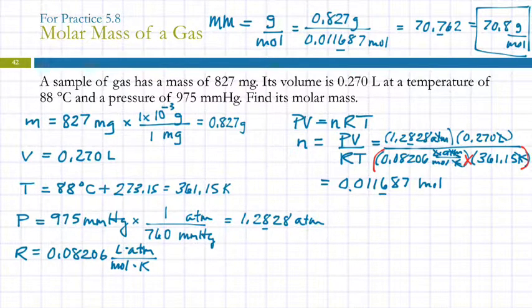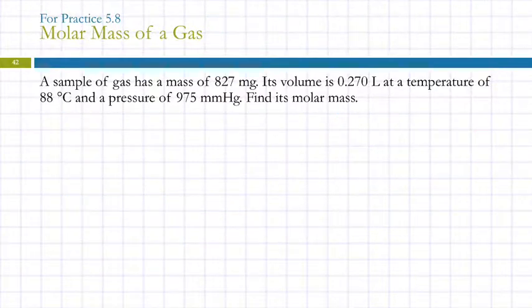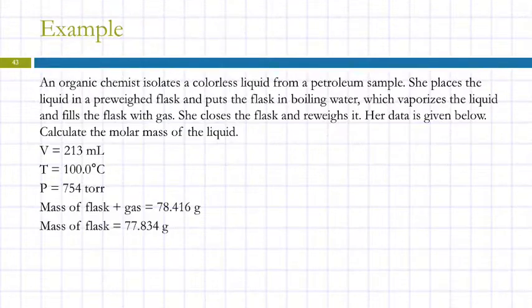Here's another example. This is more similar to the experiment we did. So if you're kind of struggling with the workup for that, this might help. An organic chemist isolates a colorless liquid from a petroleum sample.